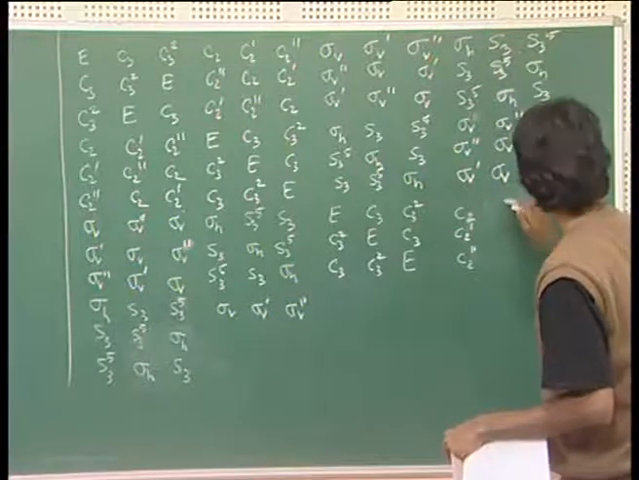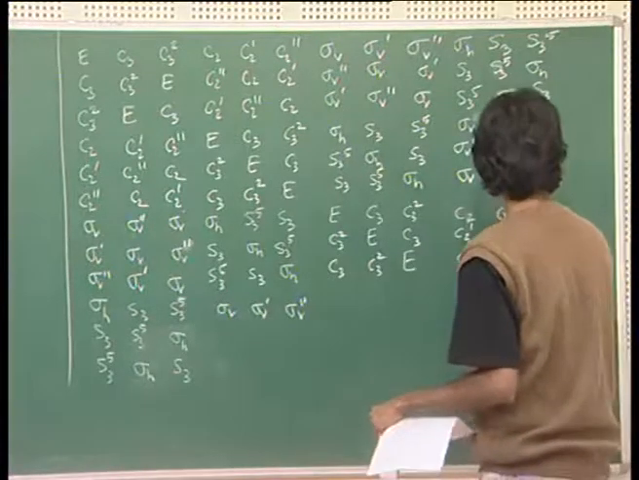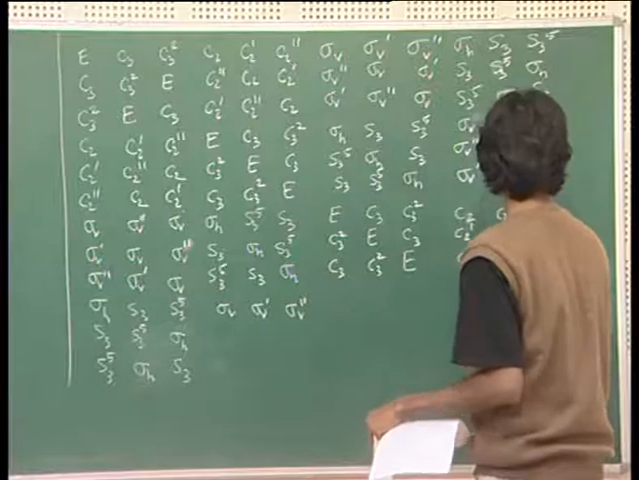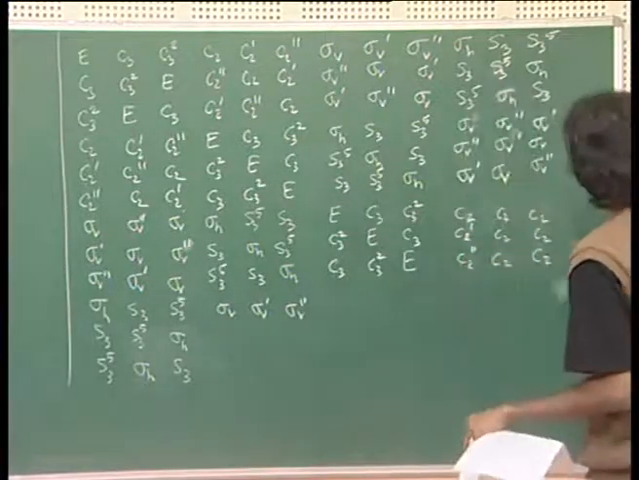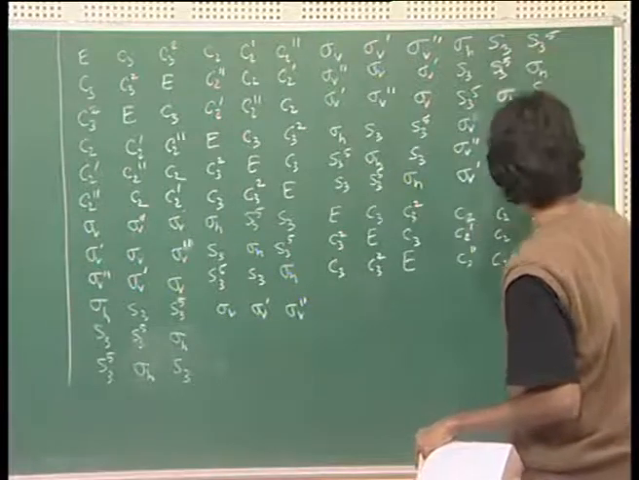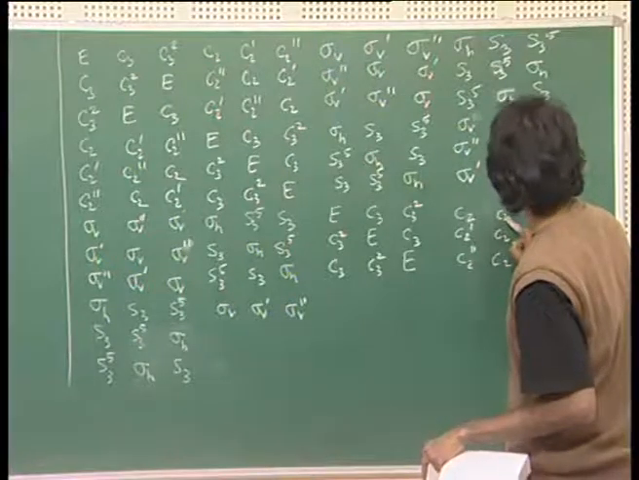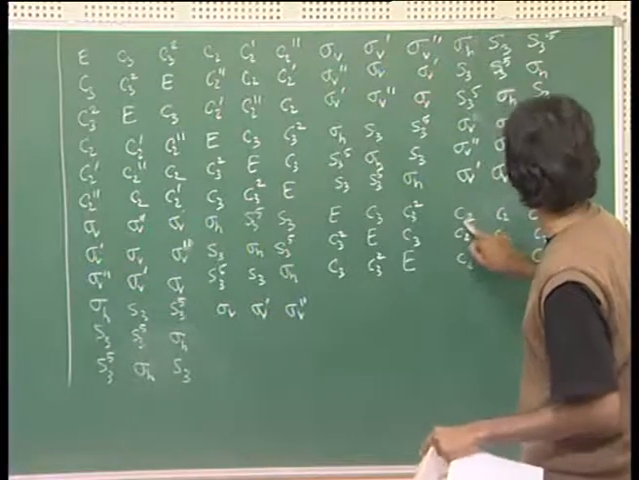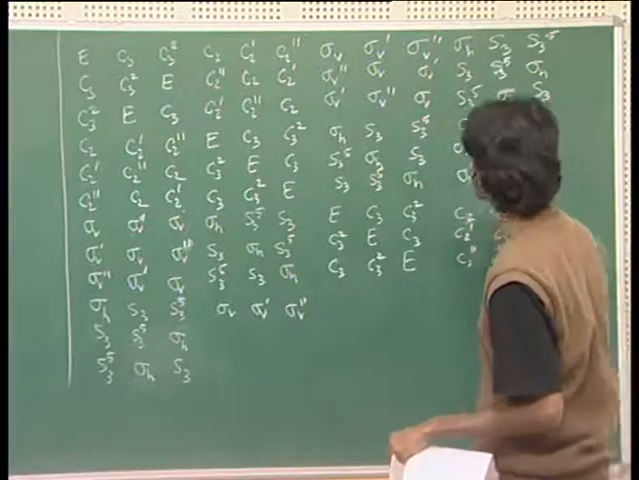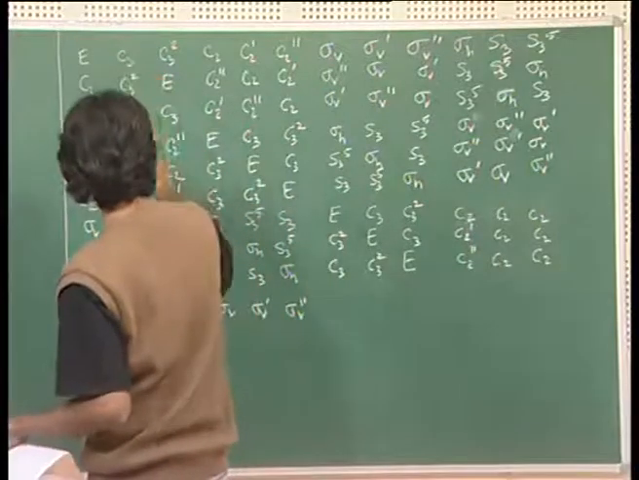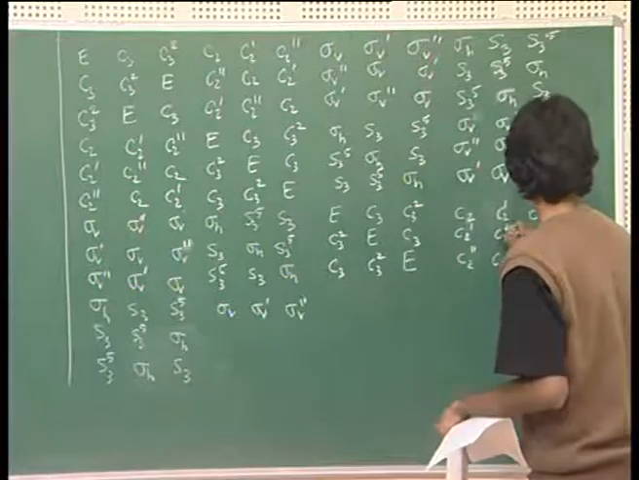S3 followed by sigma V. So this should be, these are some C2 operations. You can identify exactly which one it is. So S3 followed by sigma V. S3 is C3 times sigma H. So sigma H followed by sigma V is C2. So it is C3 followed by C2. So C3 followed by C2 is C2 prime. So it comes in this order. C2.